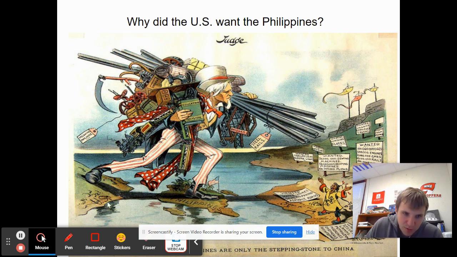Well, you have the USA over here, right? Uncle Sam is stepping on the Philippines. Okay. Now he's going to China. And what is he bringing to China? Well, look, they're wanting all kinds of cars and rails and clocks and trucks. It's all these goods that have been produced because of American industrialization. So all these goods are being produced, and we're wanting to go over to China. And the only way we can get to China is to go through the Philippines.